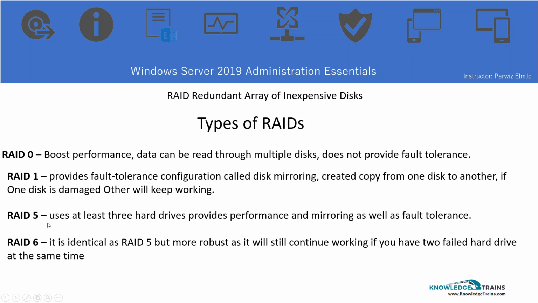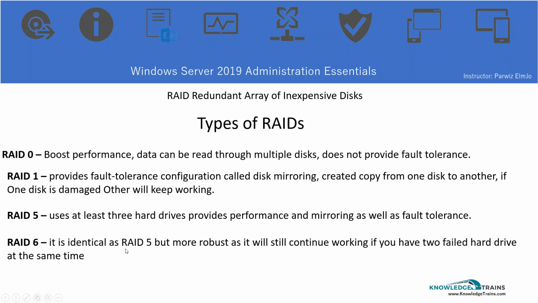RAID 5 these days is used by most of the servers and most of the network attached storage because it provides performance and mirroring, meaning that it combines the features of RAID 0 and RAID 1. So you are able to access your data much faster, and if one of the hard drives goes down, you're still able to access your data, but you need at least three hard drives.